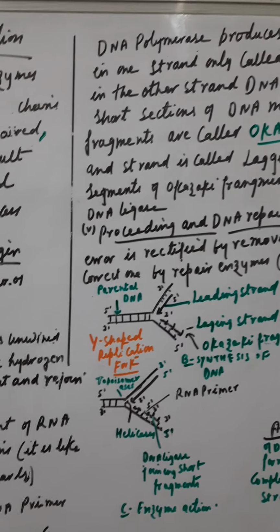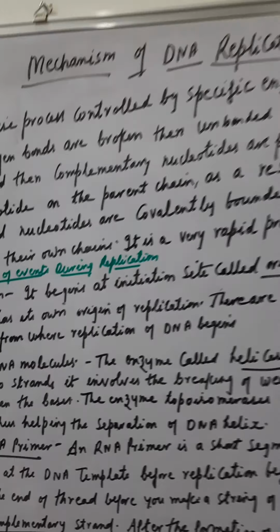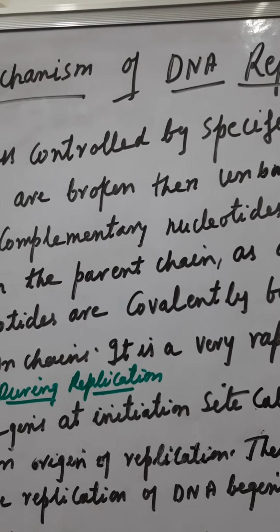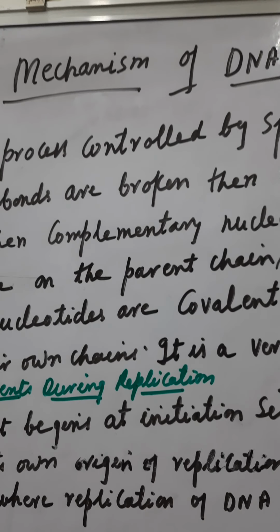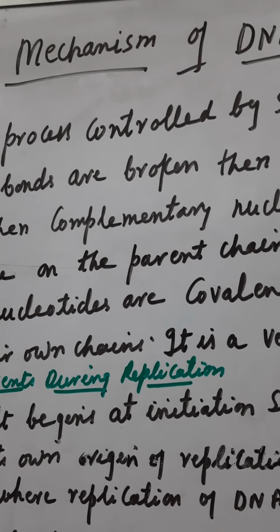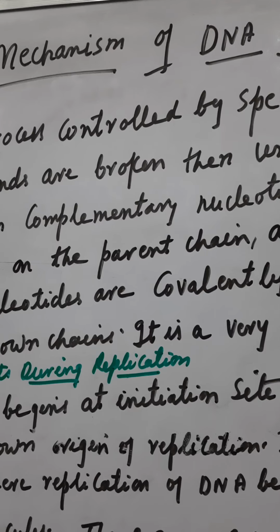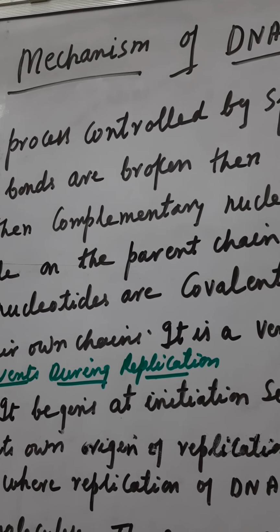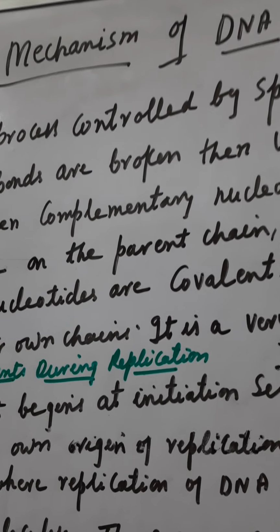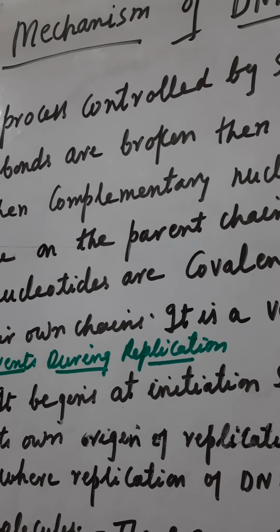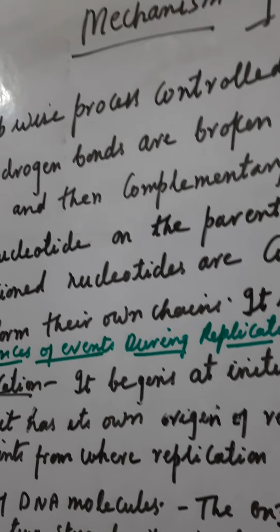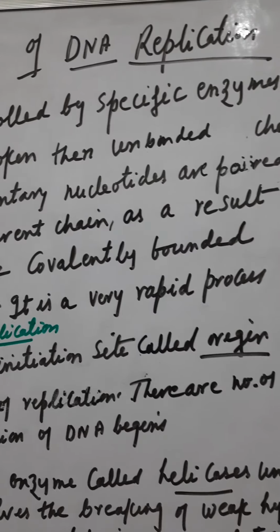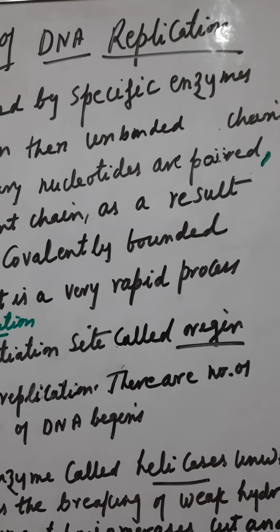Dear students, in this class I am going to explain about the mechanism of DNA replication. So far you have read about the models or hypotheses for DNA replication. In that we have studied the conservative model, dispersive model, and semi-conservative model. Three models you have studied.